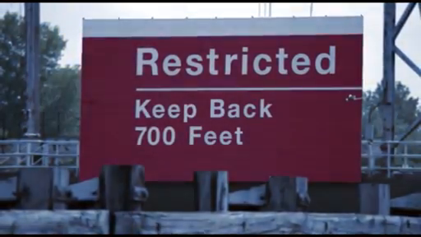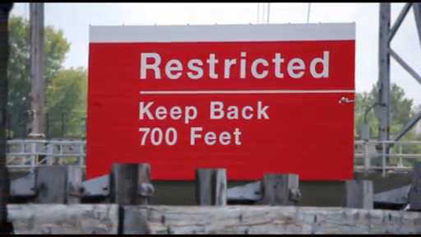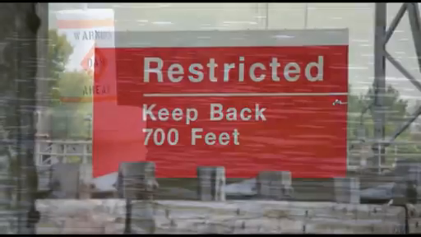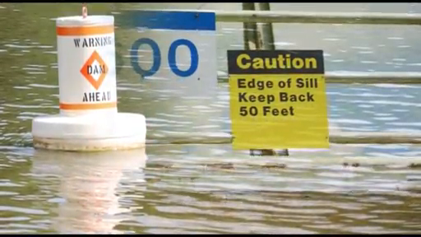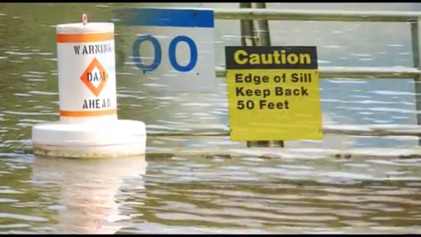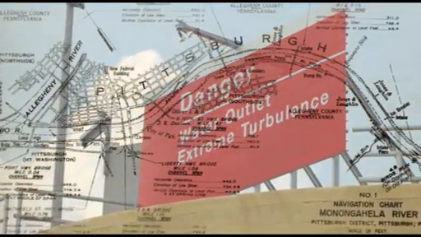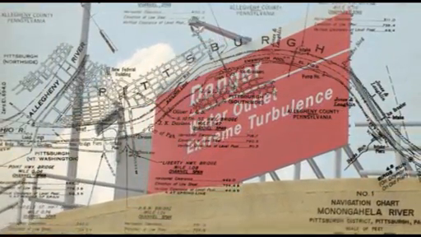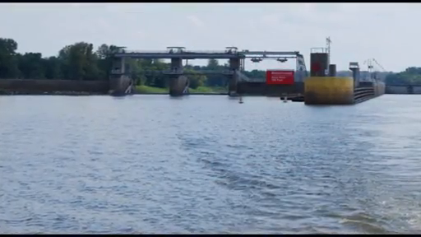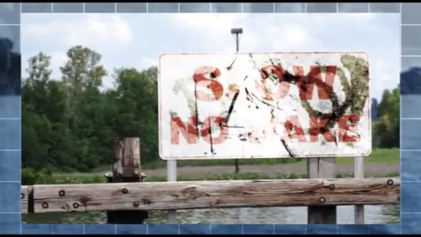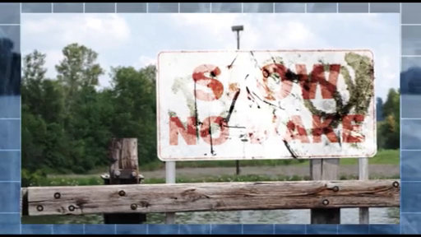Be able to recognize restricted areas associated with locks and dams. Buoys, markers, and signs are used to mark restricted areas. It is recommended that while boating, you use a navigation chart to find these dangerous areas. Buoys and markers may not always be in the water. Signs may be damaged or vandalized.